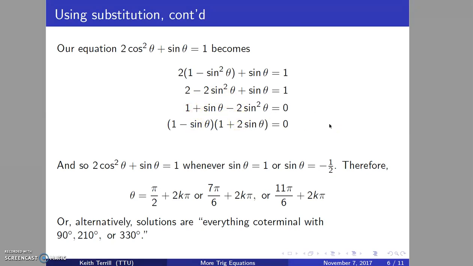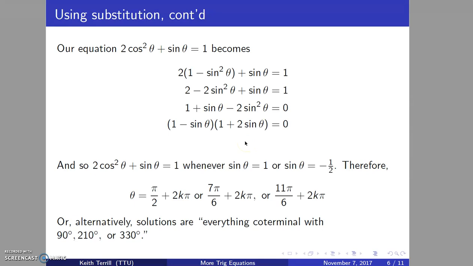So I've got now, our original equation was satisfied whenever this equation is satisfied, which of course happens when either factor equals 0. So either sine of theta has to equal 1, or it has to equal negative a half. So applying your arcsine function, you'll realize that a solution to this would be pi over 2 for this one, and negative pi over 6 for this one.